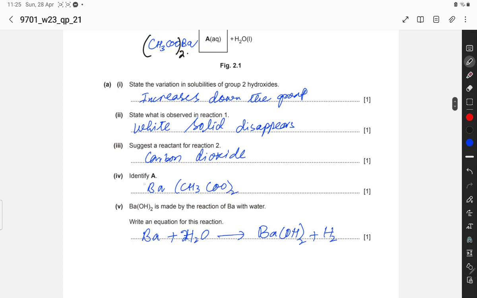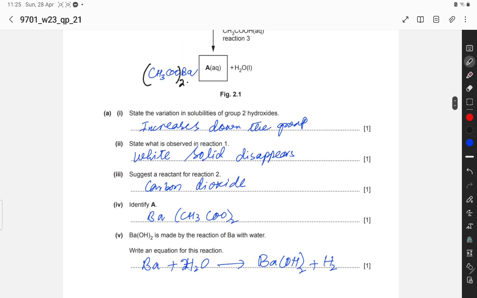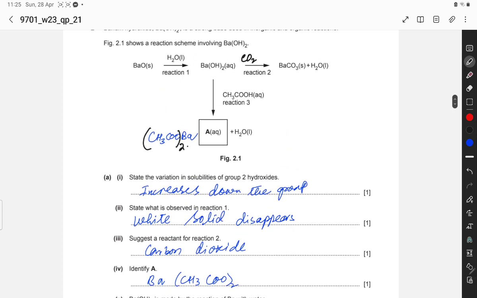Identify compound A. When barium hydroxide reacts, this is a neutralisation reaction: whenever any alkaline solution reacts with a carboxylic acid, the respective salt is formed. In the case of barium, barium ethanoate is formed.